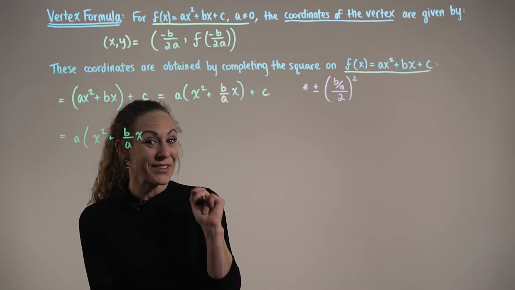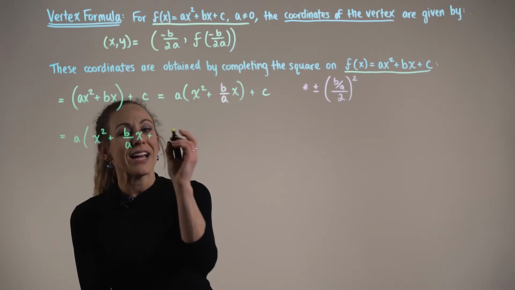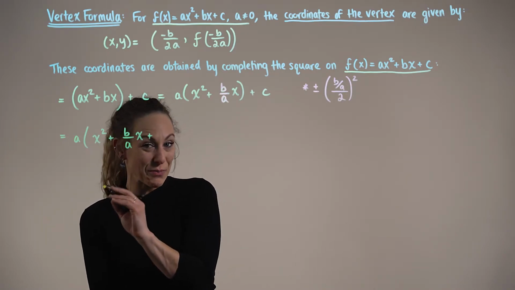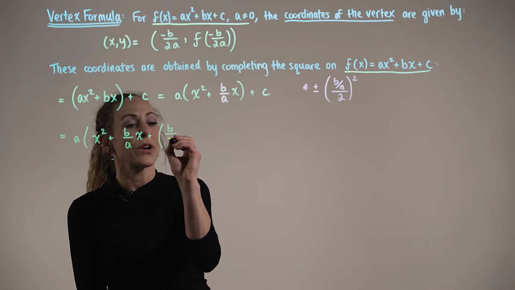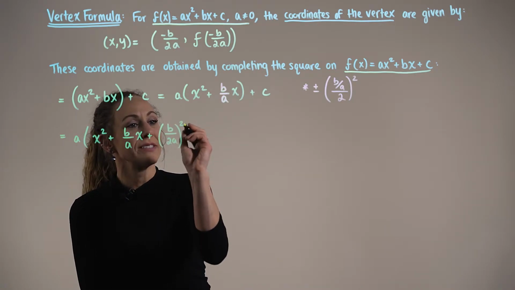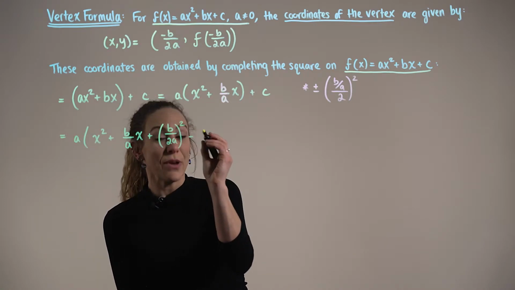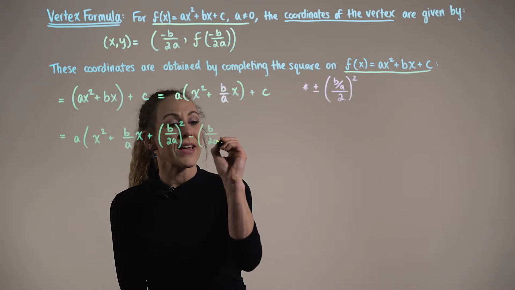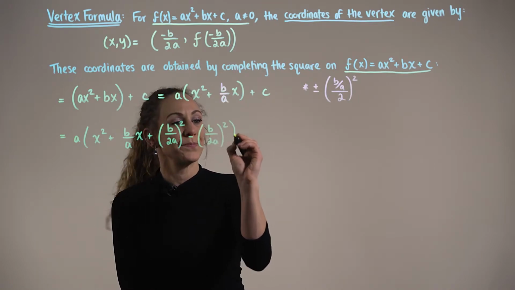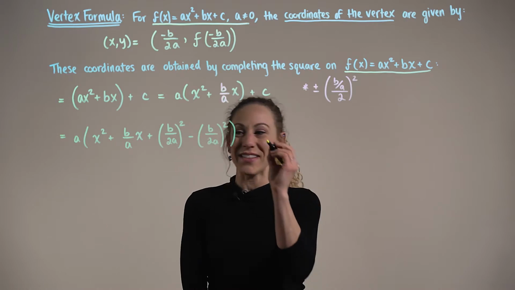So we can rewrite this expression as a multiplied by x squared plus b over a times x. And here's the completing the square part. We are adding half of the coefficient b by a, squared. So we can say that we're adding b over 2a squared. And since we're adding, we also need to subtract this, so minus b over 2a squared. And don't forget that plus c on the outside still.